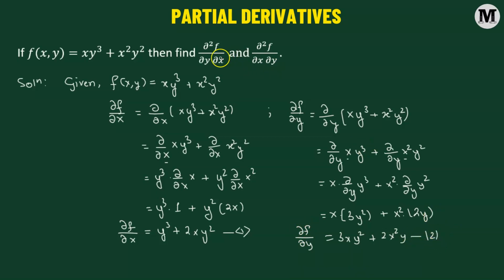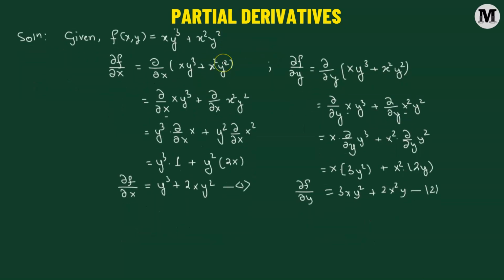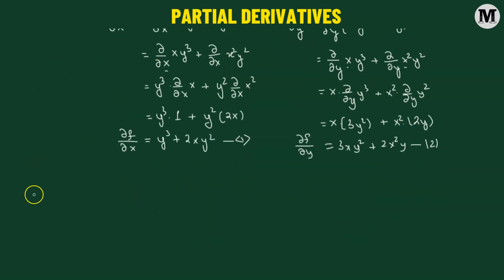So our goal is to obtain the second partial derivative of f with respect to x and y. What does it mean? Let's try to understand it. So our goal will be to find the value of the second partial derivative of the function f with respect to x followed by y.